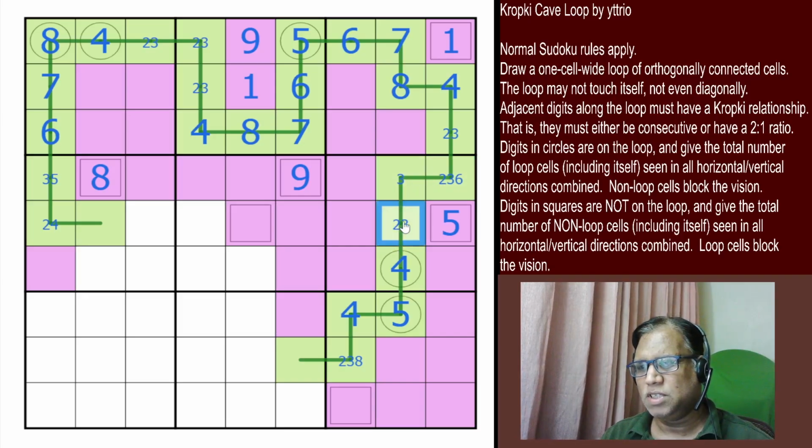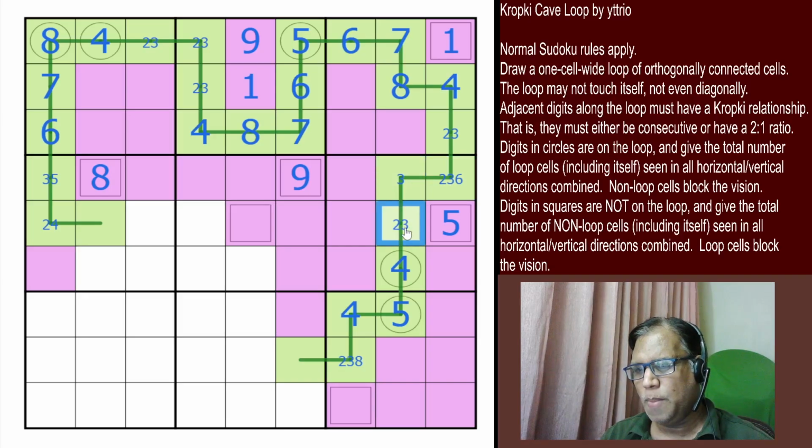So imagine this is 2. The possibility is 1 is not possible because then both will be surrounded by 2. That's not going to happen. So if this is 2, the only 3 is possible because both 4 is also not possible. 3, and then you can have 6 here, right?